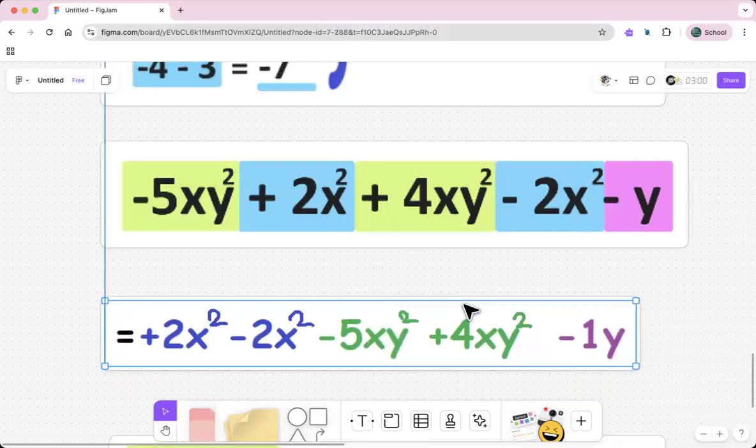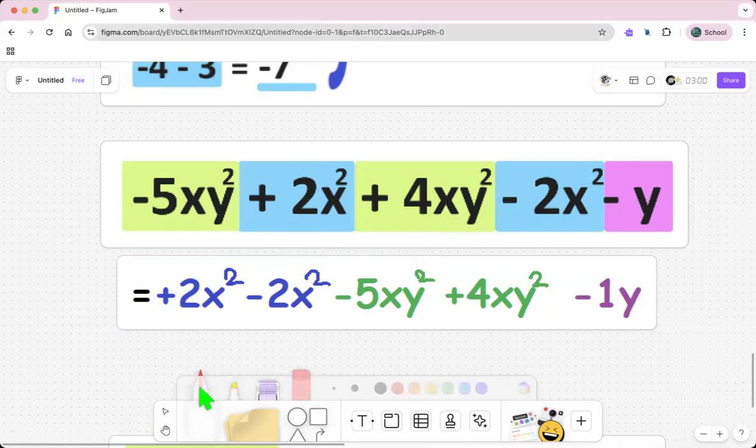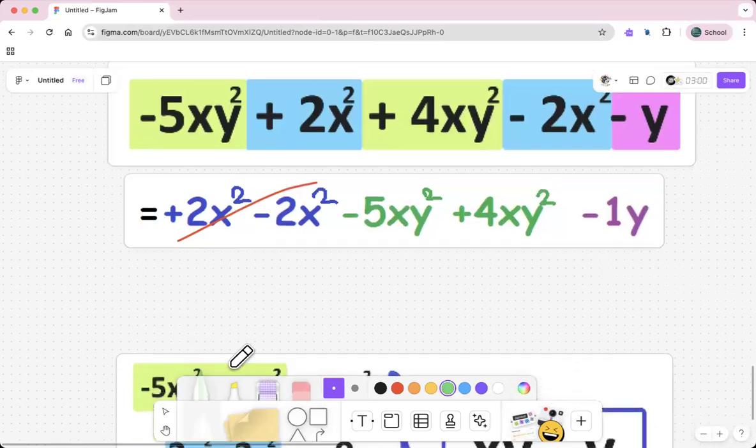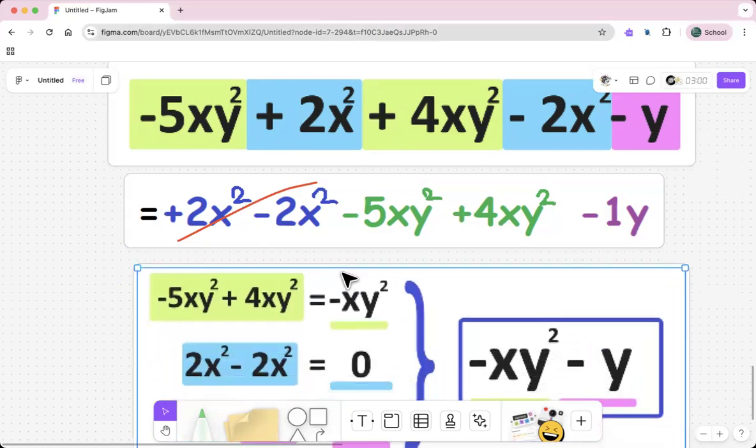So the next step that we would do is rewrite all the like terms next to each other. The positive 2x squared, the negative 2x squared have to be combined together. And I know right away that positive 2 and negative 2 would cancel each other out. Negative 5xy squared and positive 4xy squared, well, that would combine to negative 1xy squared.